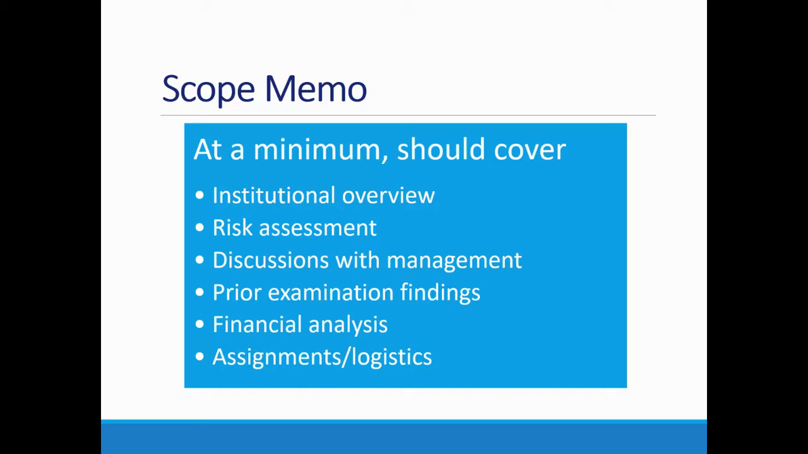A few items that should be covered in a scope memo include providing an institution overview and risk assessment. This includes detailing the key risk areas for the bank, a summary of any discussions that you as the EIC have held with bank management, notation or reference to prior examination findings, a summary of current period financial analysis, and a listing of the exam staff with their respective assignments, as well as any other key logistical information for the exam. These items typically include things such as the bank location, dress code, where to park, and anything else that's important for the staff to know.